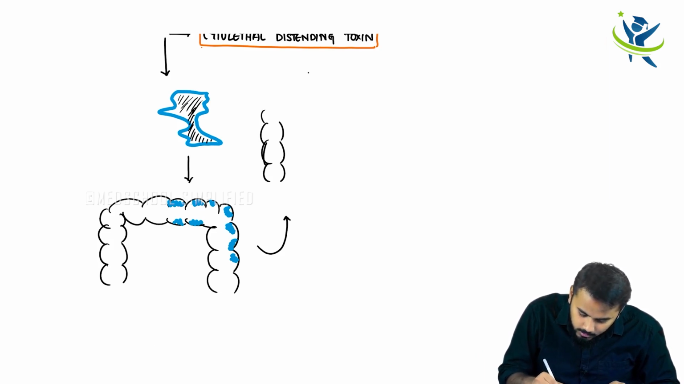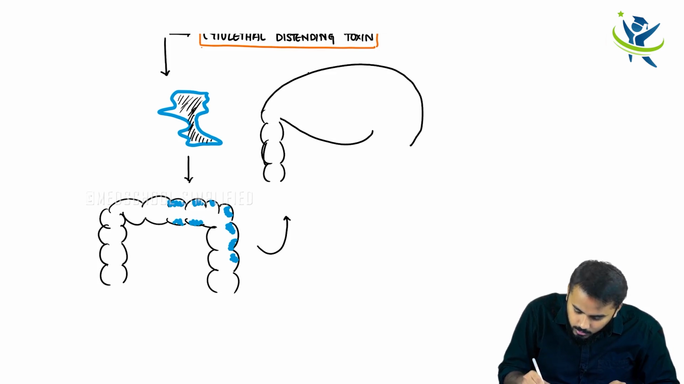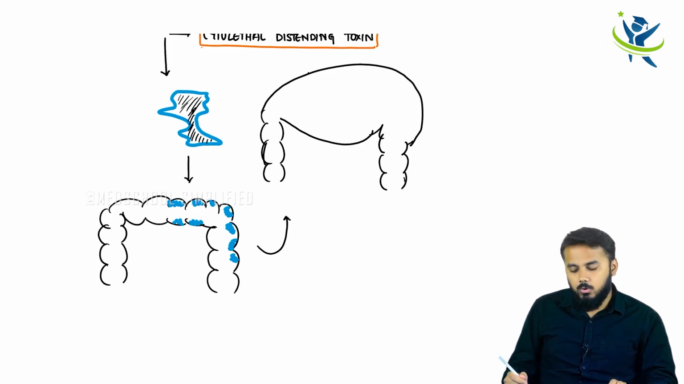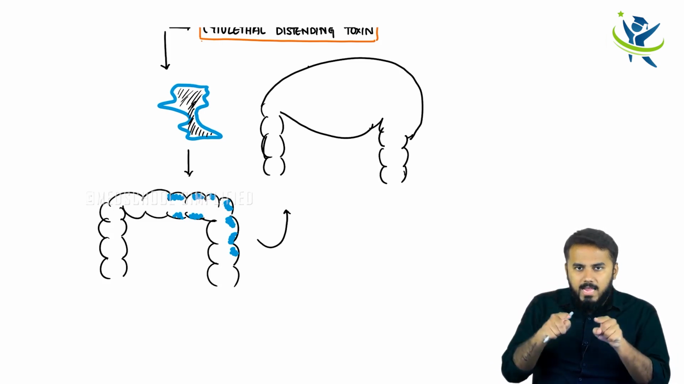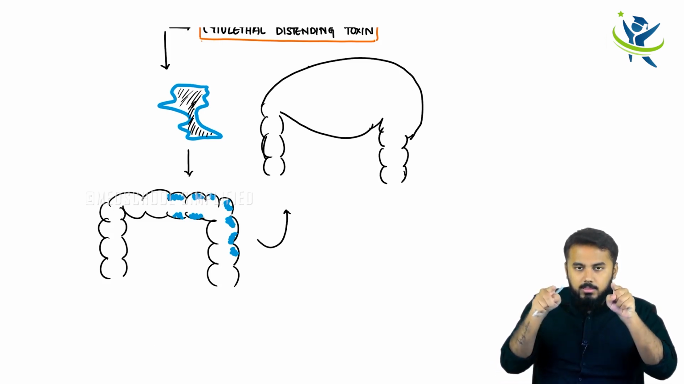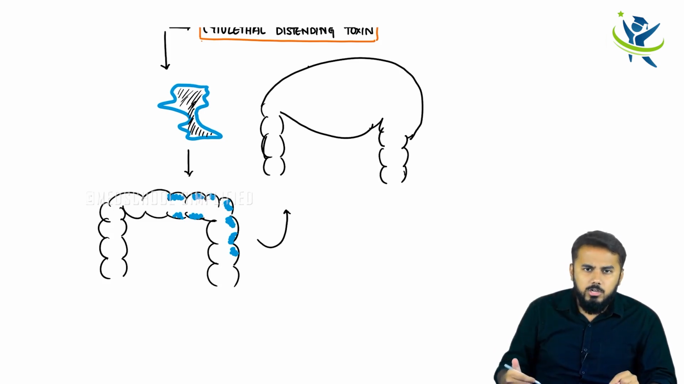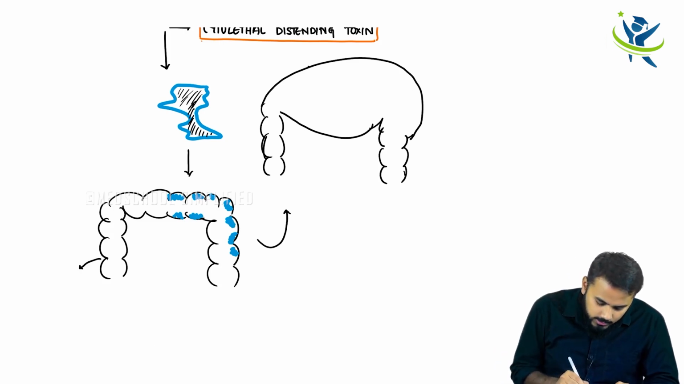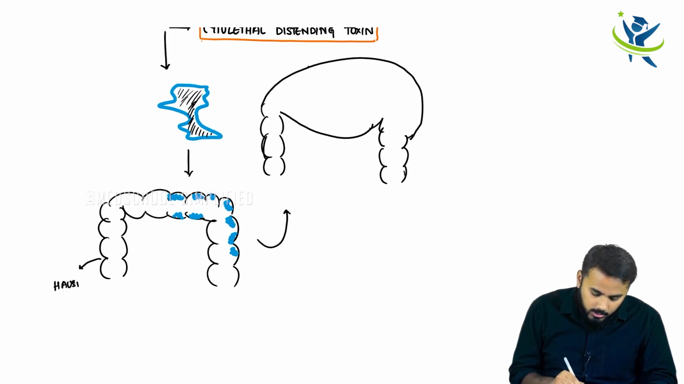This is your ascending colon, transverse colon, and this is your descending colon. You see how the colon looked? Those markings which you see in the colon are called haustra, right? So these are called haustra. I mean, the projections inside are called haustra.